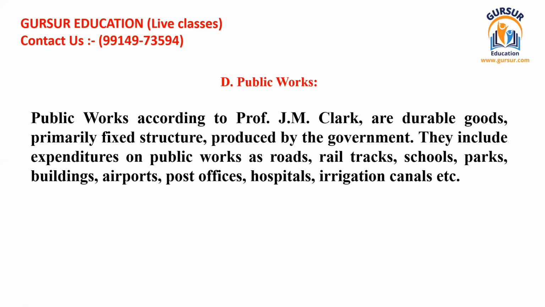The next one is public works. Public works are also part of the government expenses. Public works are the works in which the government makes expenditures on making roads, rail tracks, schools, parks, buildings, airports, post offices, hospitals, irrigation canals, etc. All these in total make up the investment or the expenditure in public works. So this is the fourth type of fiscal instrument.